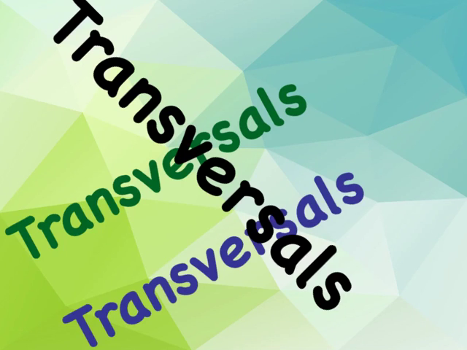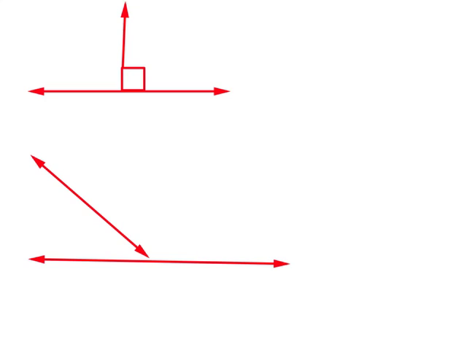So we're going to talk about transversals. Before we get into transversals, we're going to talk a little bit about different types of angles. If we have two angles like this that add up to 90 degrees, they are complementary.